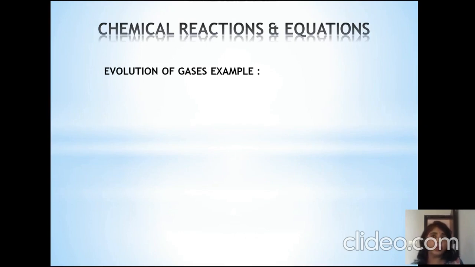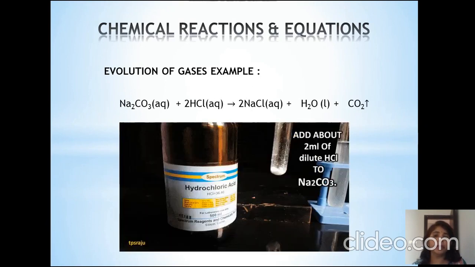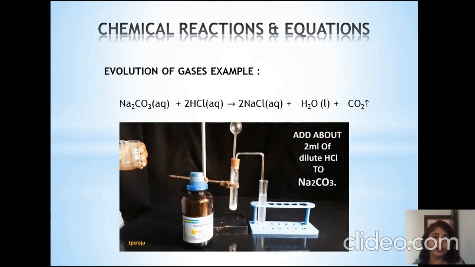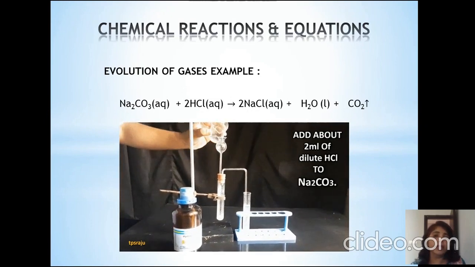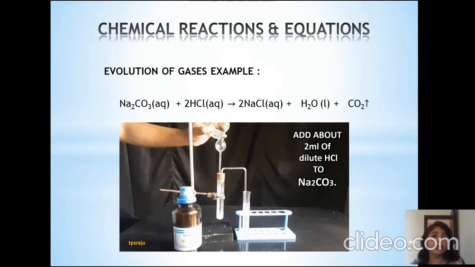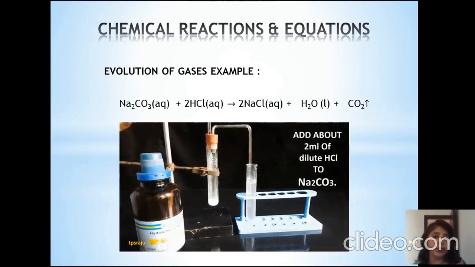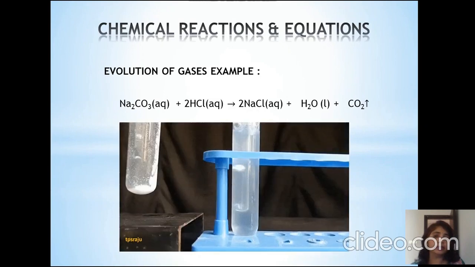That's the evolution of carbon dioxide when an acid reacts with sodium carbonate or sodium hydrogen carbonate. Here we see the activity. There are two test tubes taken. In one test tube, a cork is fitted with a delivery tube and thistle funnel. In the test tube, sodium carbonate is taken and hydrochloric acid is poured into this test tube with the help of the thistle funnel. The other end of the delivery tube is kept in another test tube in which lime water is placed. This lime water turns milky and carbon dioxide comes out as brisk effervescence.